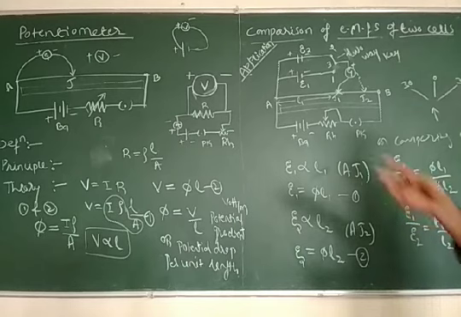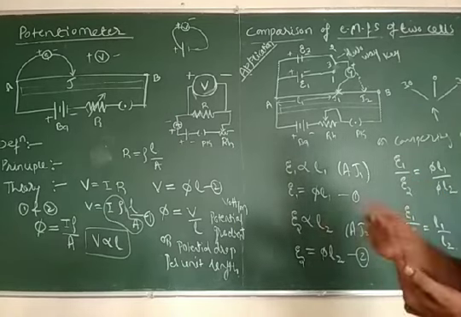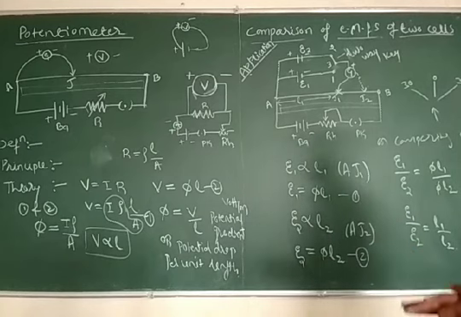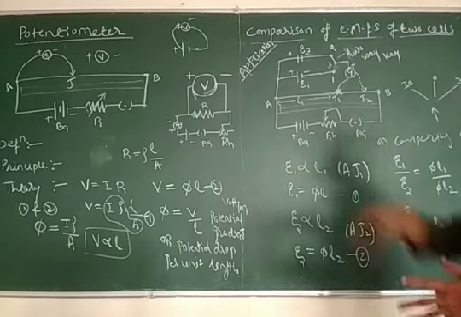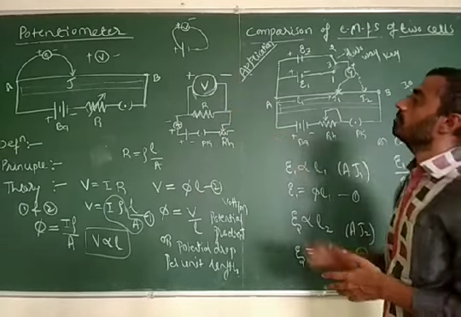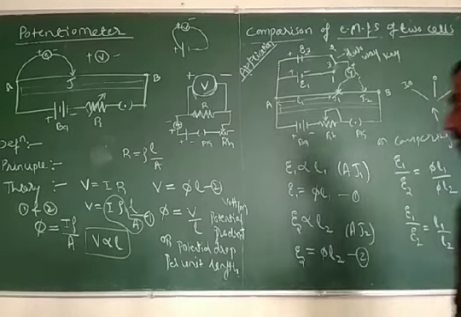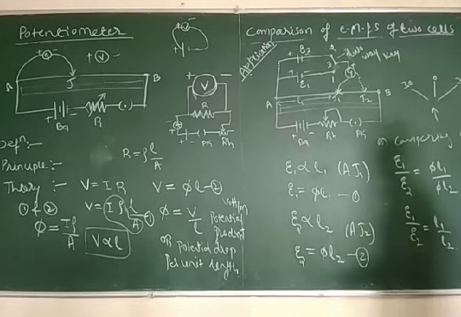Remember that a potentiometer does not draw any current from the source or cell whose EMF is to be measured. That's why it is used more often to get accurate results rather than a voltmeter. Otherwise, both are doing the same job: both are used to measure voltage, potential drop, potential difference or EMF. And two more applications are there. Those we will see in our next session.